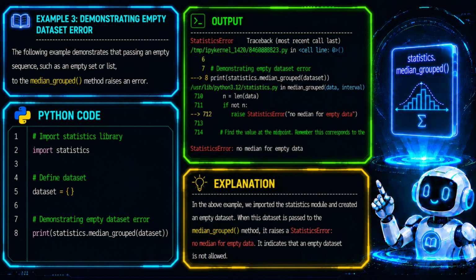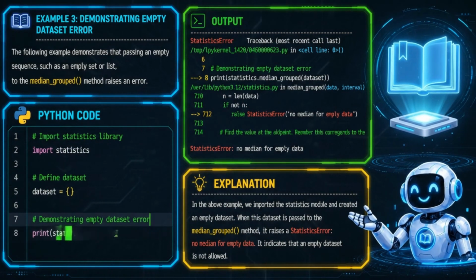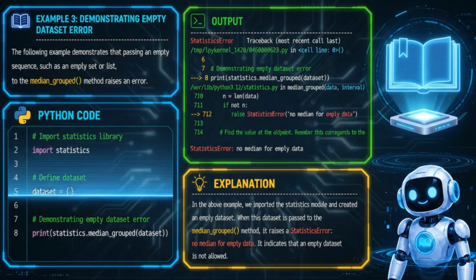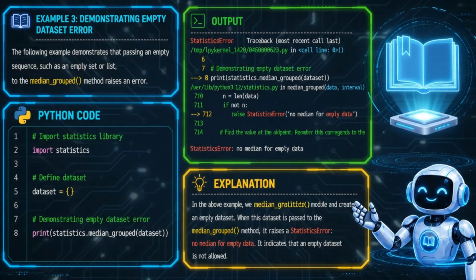Example 3. Demonstrating empty dataset error. The following example demonstrates that passing an empty sequence, such as an empty set or a list, to the median_grouped method raises an error. What if we pass an empty dataset? Let's create an empty set or list and try to calculate the grouped median. It raises a statistics error because it requires at least one data point.